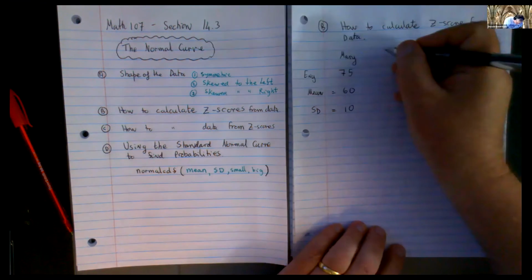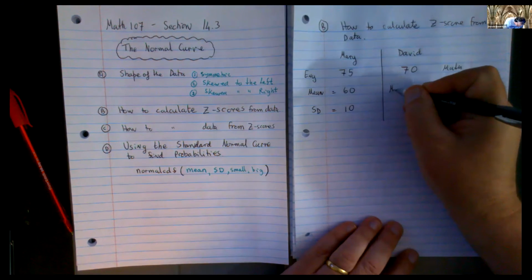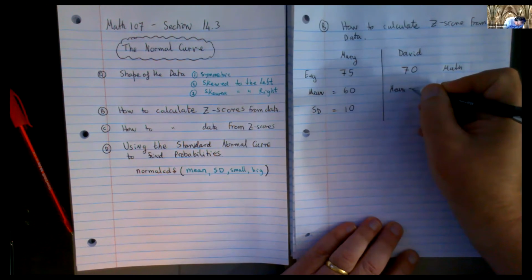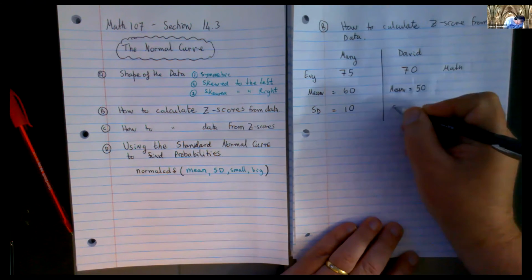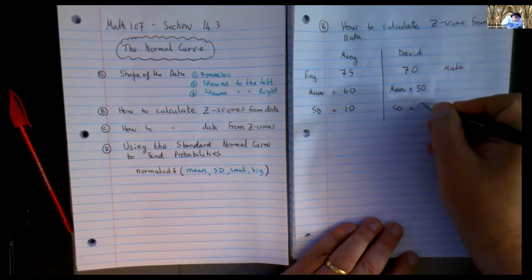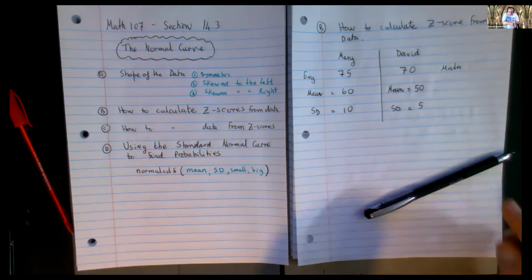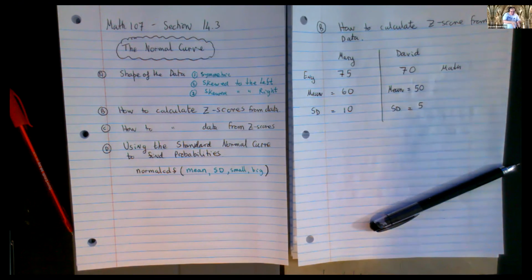And David, in his class, the mean was 50 and the standard deviation was 5. So the mean is the typical person in the class, and the standard deviation kind of measures how spread out the data is.